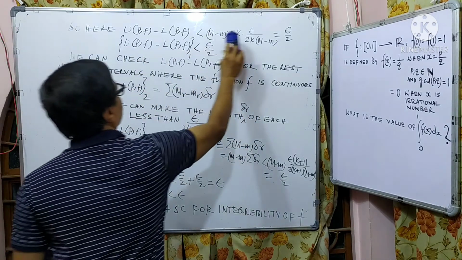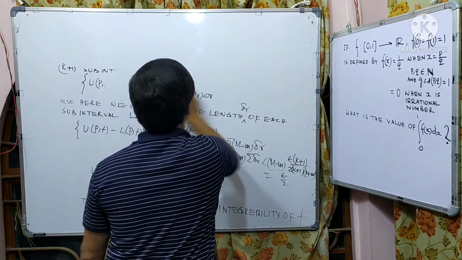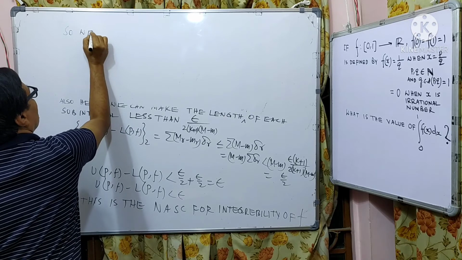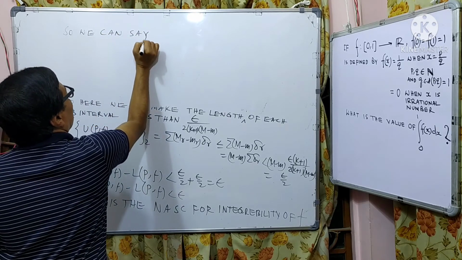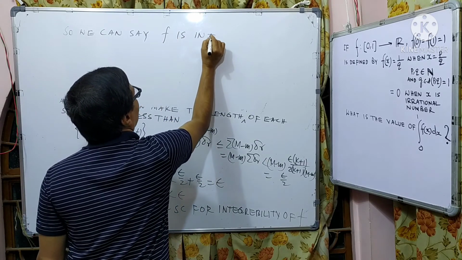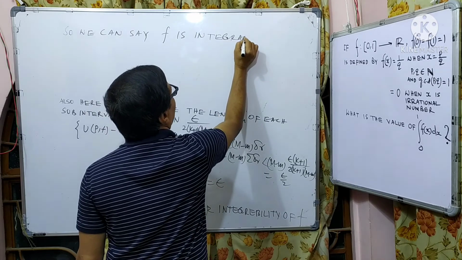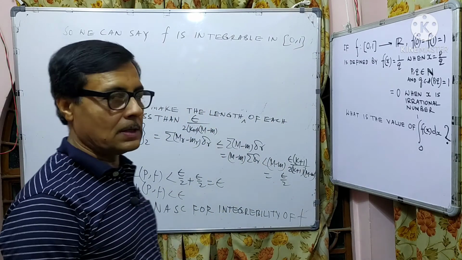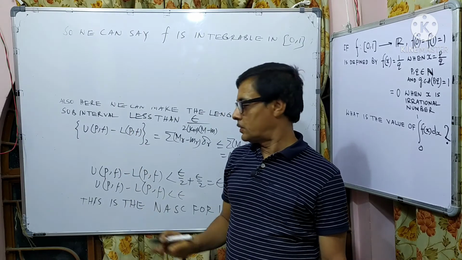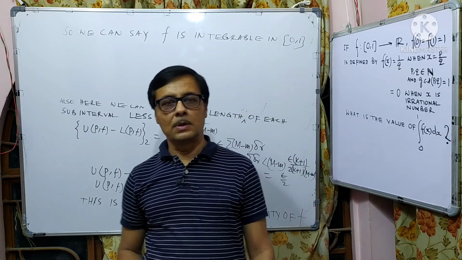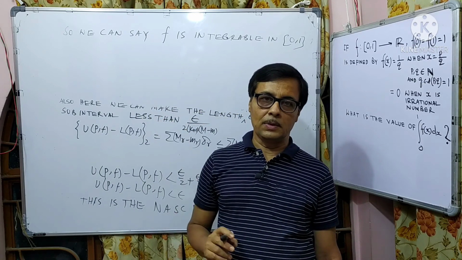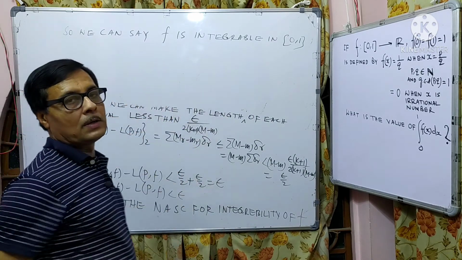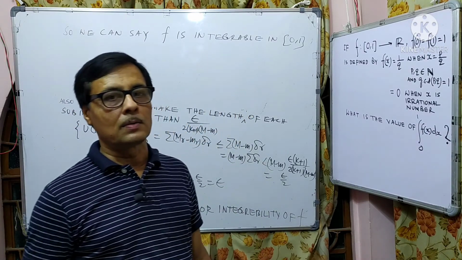So we can say f is integrable in 0 1 because the function satisfies the necessary and sufficient condition for integrability. This is the necessary and sufficient condition of integrability for the function f in the closed interval 0 1. So, as this condition is satisfied, we can say the function f is integrable in the closed interval 0 1.